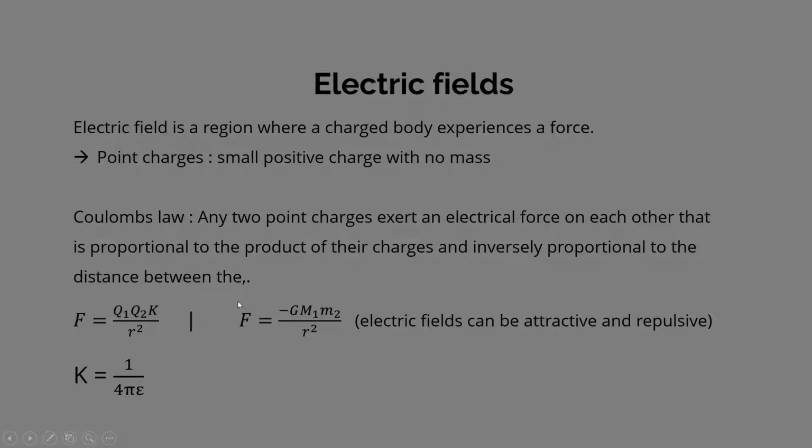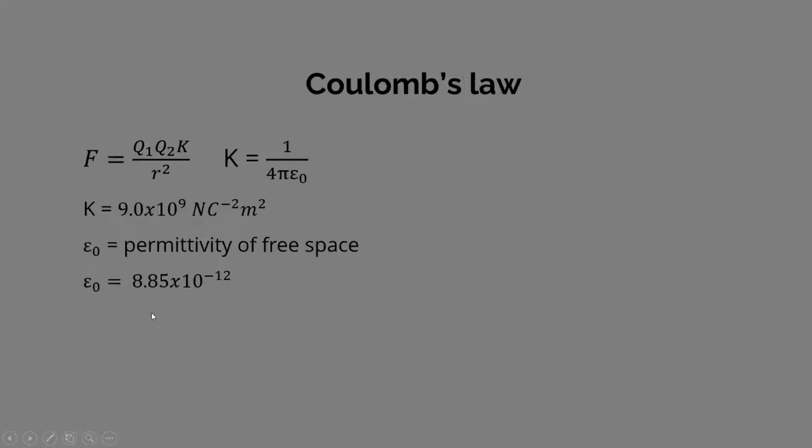As you can see, the gravitational force is always attractive. However, for electric force, it can be attractive or repulsive. And K over here is a constant of proportionality. It's represented by 1 over 4 pi epsilon not, which is also known as the permittivity of free space, which has a value of 8.85 times 10 raised to the negative 12, and K has an experimental value of 9.0 times 10 to the power of 9.